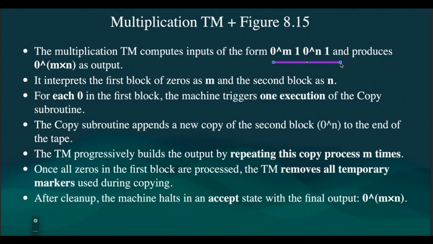How does it work? The first block of zeros represents m, and the second block represents n. For each zero in the first block, the TM calls the copy subroutine once. The subroutine copies the second block at the end of the tape. After repeating this process m times, we get m multiplied by n zeros. Finally, the TM cleans up the extra markers and halts with the correct output.